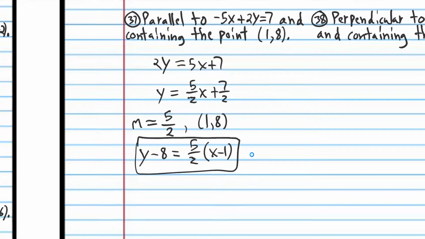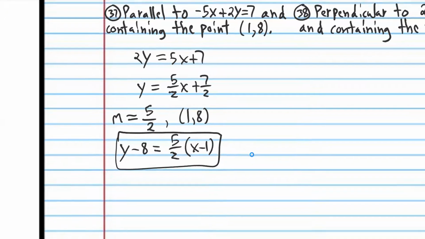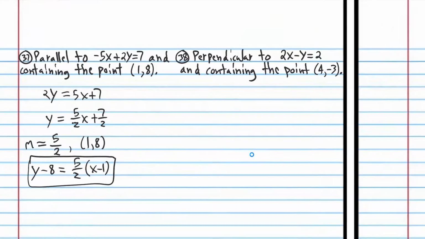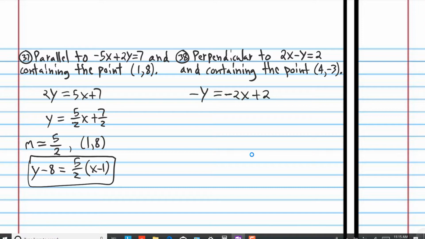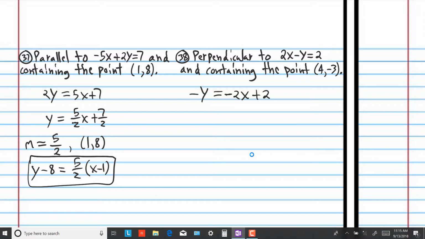So if you got that answer, good job. Try 38, and when you come back, we'll do it together. All right, we're back. Subtract 2x from both sides, and please understand that that negative stays on the y for now. Divide both sides by -1.